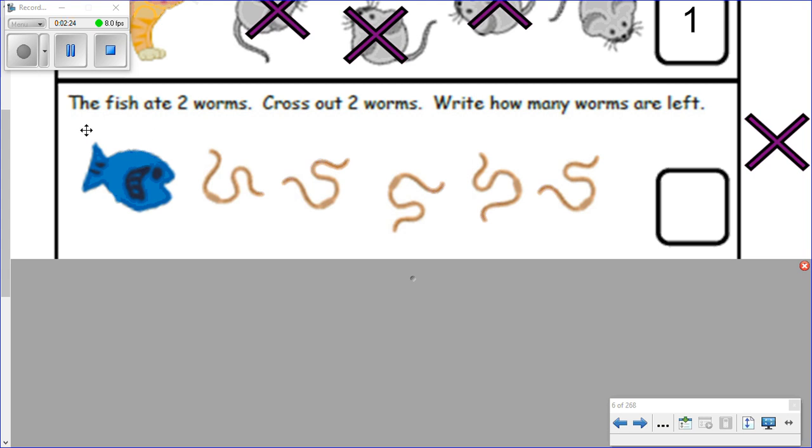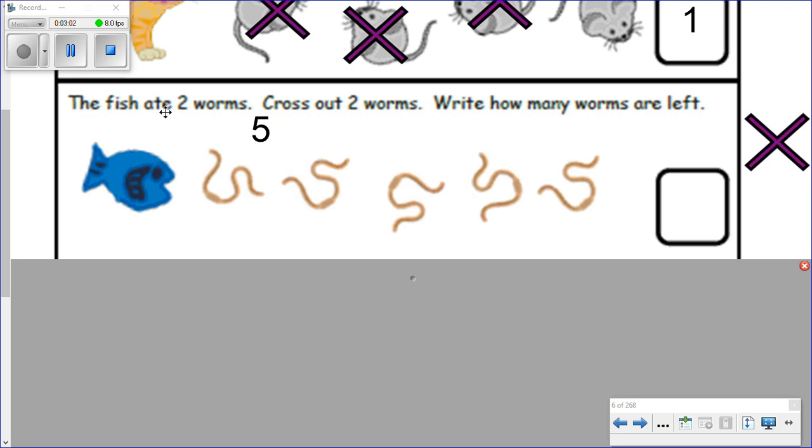There we go. Read along with me. The fish ate 2 worms. Cross out 2 worms. Write how many worms are left. But before we do anything, we want to count all of what's in the story, the worms, so we know what we start with. Let's count all of the worms. 1, 2, 3, 4, 5. So we are starting with 5 worms. We want to make sure we have our starting number.